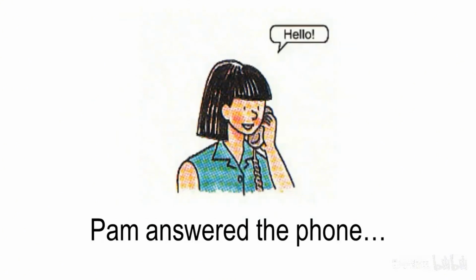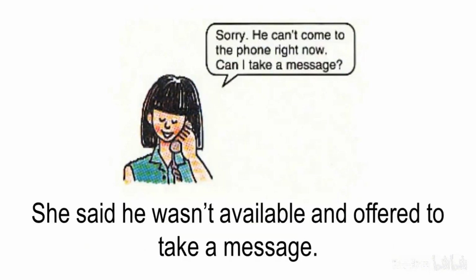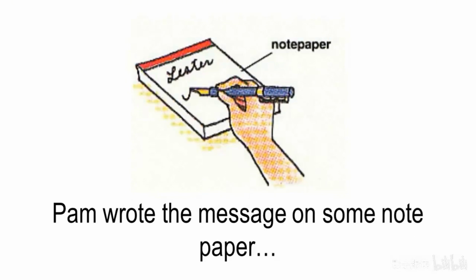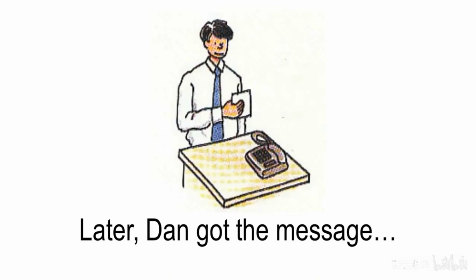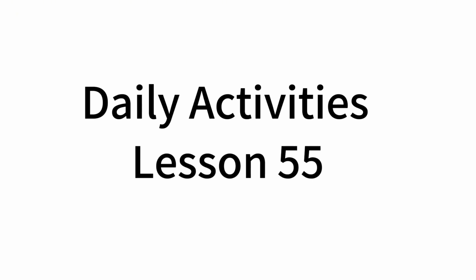Pam answered the phone. Hello? And the caller asked for Dan. Is Dan there, please? She said he wasn't available and offered to take a message. Sorry, he can't come to the phone right now. Can I take a message? The caller left a message for Dan. Yes, please tell him that Lester called. Pam wrote the message on some notepaper and put it next to the phone. Later, Dan got the message and returned Lester's call. Hi, Lester. This is Dan. You called?